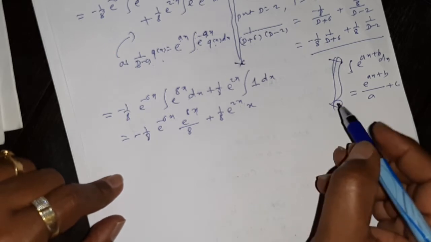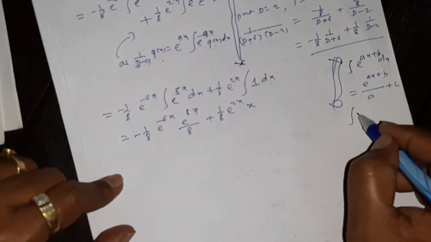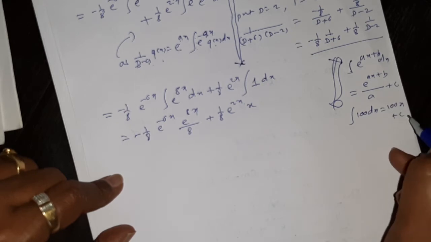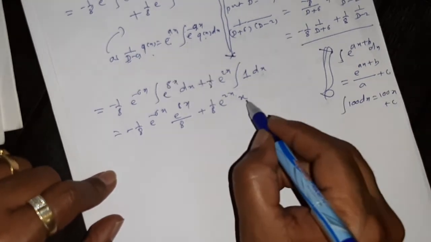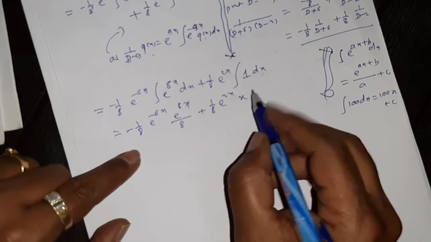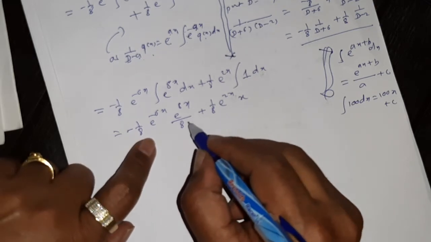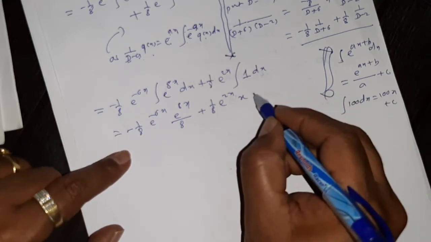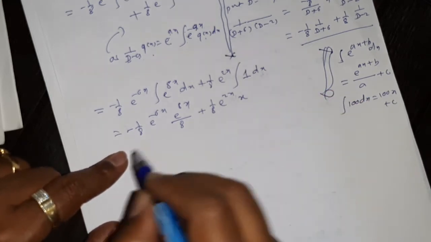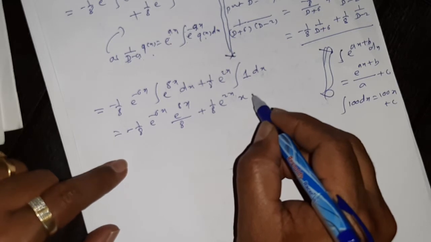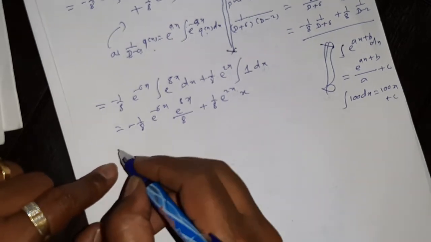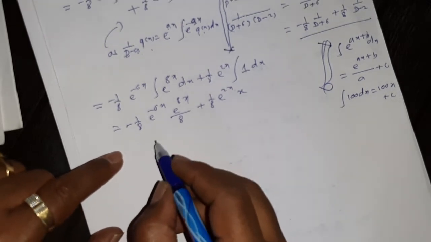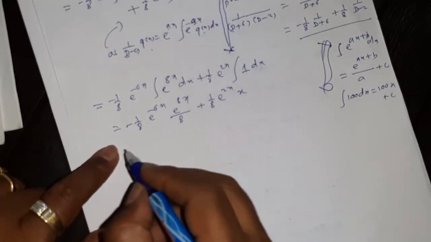Integration of a constant is what? Integration of any constant, suppose 100. What is the integration of 100? 100x plus constant. Here this is the particular integral, so the constant of integration is 0. Consider, don't write plus c, because a particular integral does not contain arbitrary constants.